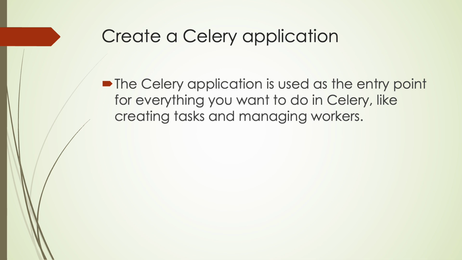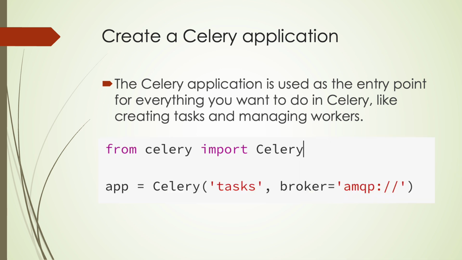The first thing you need is a Celery instance, which is called a Celery application. The Celery application is used as the entry point for everything you want to do in Celery, like creating tasks and managing workers. The first argument passed to Celery is the name of the current module. In this example, it's tasks, because the module is named tasks.py. The second argument is the broker keyword argument, which specifies the URL of the message broker to use. In this case, RabbitMQ is being used, which is also the default option.